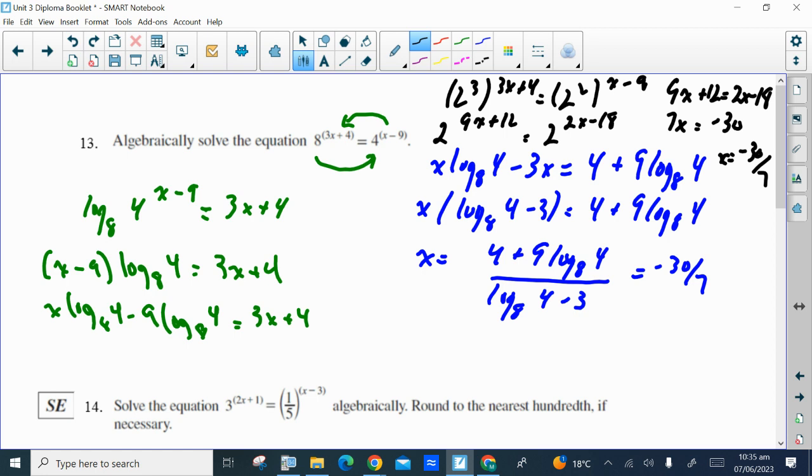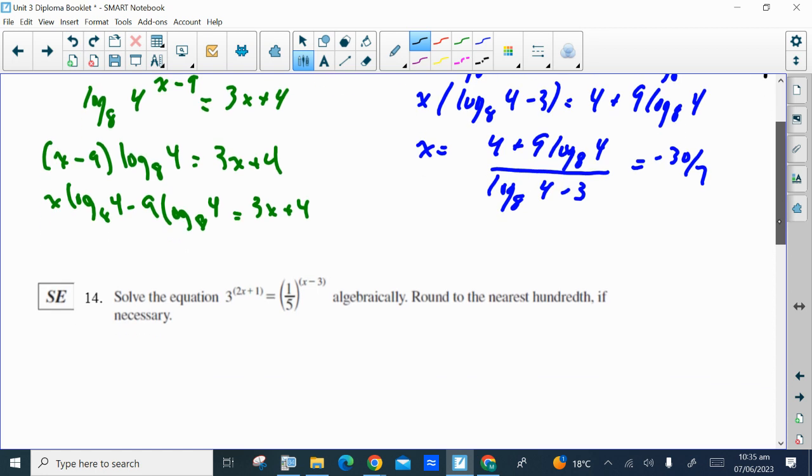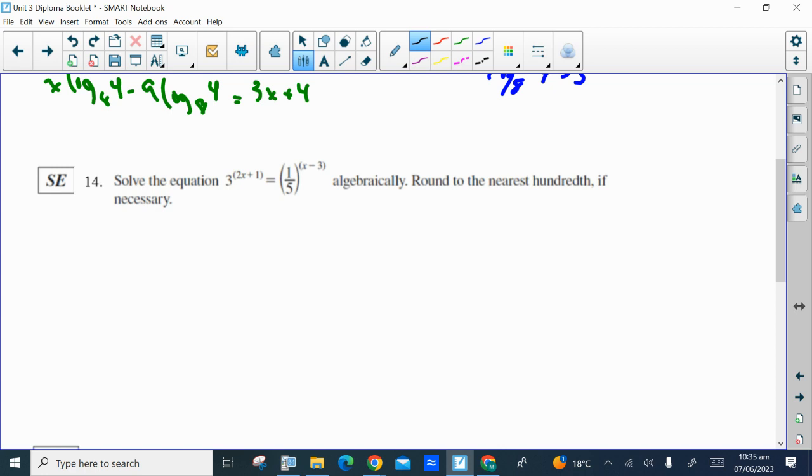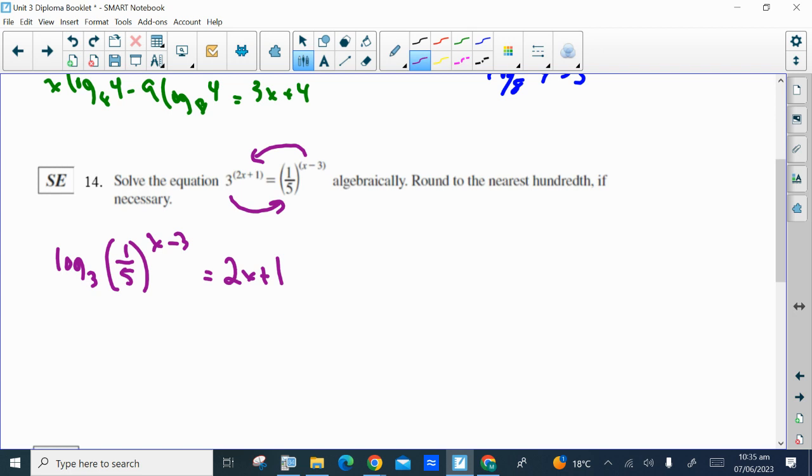For the next one, though, we won't have any choice because we can't make the bases the same. So, start with the base and cycle through. If I start with the left with a base of 3, that'll be the base of the log. Log base 3 of 1/5 to the power x minus 3 has to equal 2x plus 1. When we change from exponential to logarithmic, start with the base, cycle through. The exponent x minus 3 comes out front.